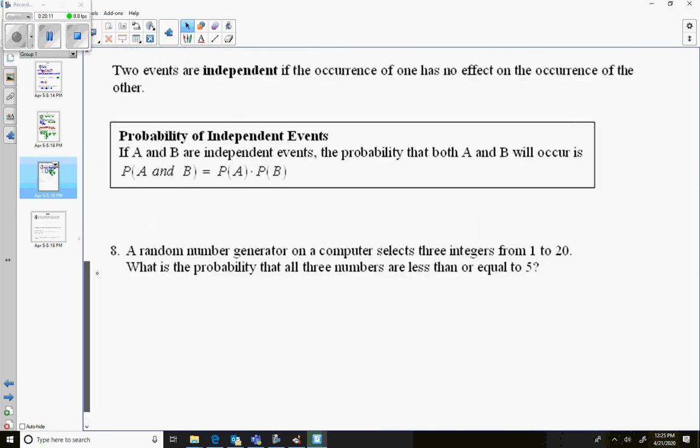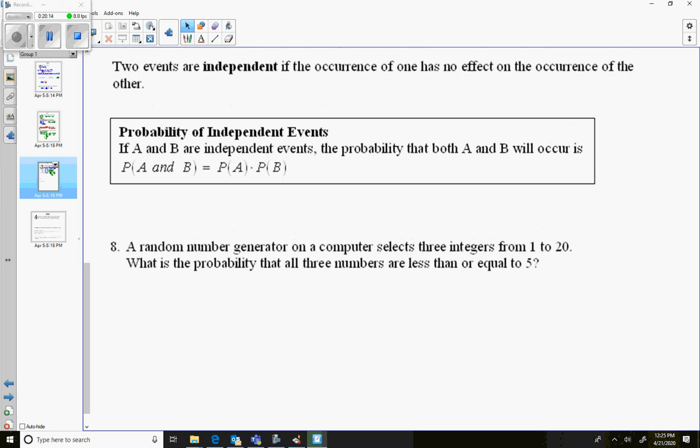All right, next thing. Two events are independent if the occurrence of one has no effect on the occurrence of the other. It's kind of like if you're going to flip a coin 3 times. Does the fact that the coin came up heads the first 2 times have any bearing on whether it's going to be heads or tails on the third flip? And the answer should be no. It has no bearing on it whatsoever.